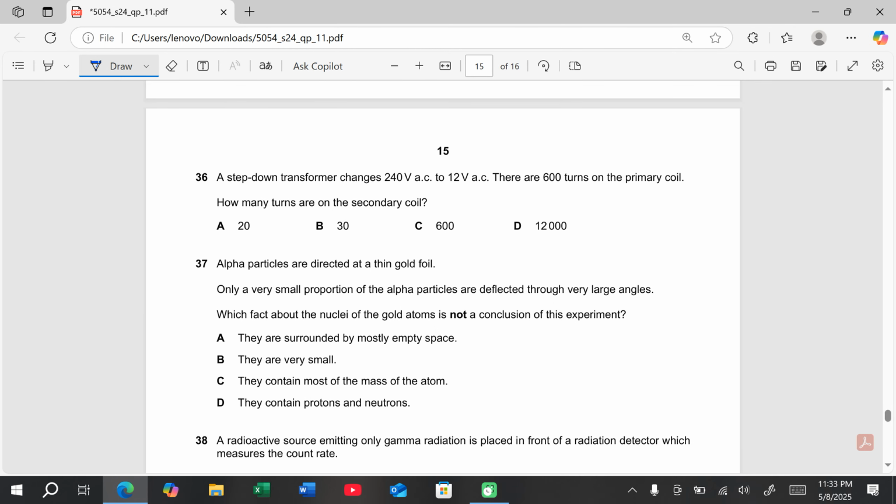A step down transformer changes from this to this. There are a number of turns of the primary coil. How many turns is this? So you apply the formula, which is Vp over Vs equals Np over Ns. Vp is given as 240 over 12. This is 600. This is X. So this is 20. So X is equal to 600 divided by 20, so that's going to be 30. So that's B. Sorry.